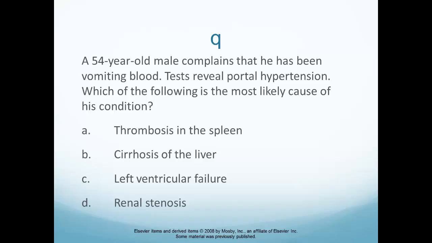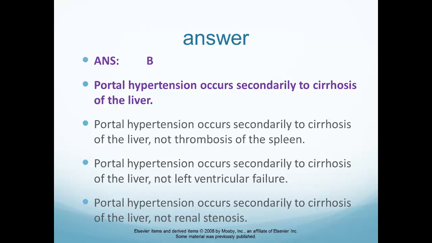A 54-year-old male complains that he has been vomiting blood. Tests reveal portal hypertension. Which of the following is the most likely cause of his condition? Portal hypertension occurs secondarily to cirrhosis of the liver, not thrombosis of the spleen or ventricular failure or renal stenosis.